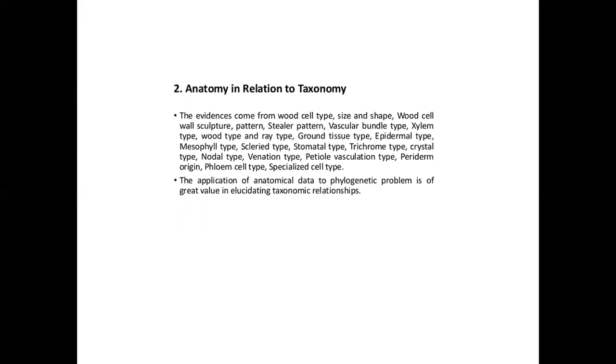Anatomy in relation to taxonomy. The evidences come from wood cells type, size, and shape, wood cell wall sculpture pattern, stellar pattern, vascular bundle type, xylem type, wood type, ray type, ground tissue type, epidermal type, mesophyll type, sclereid type, stomatal type, trichome type, crystal type, nodal type, venation type, petiole vasculature type, periderm origin, phloem cell type, and specialized cell type. The application of anatomical data to phylogenetic problems is of great value in elucidating taxonomic relationships.